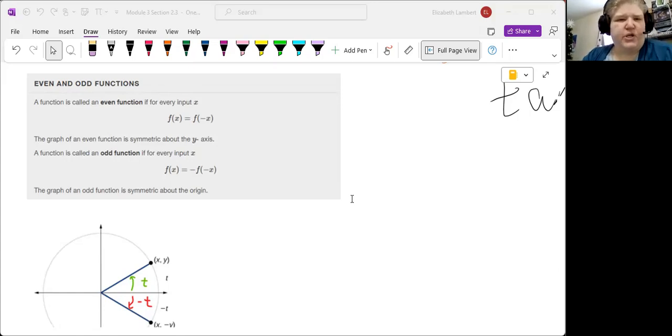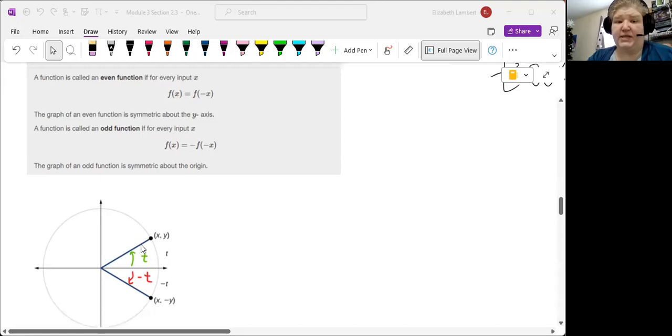So here the book talks a little bit more about even and odd functions, which we did already talk about. So here's the definitions written formally. We want to think about looking at our picture here. There's t versus negative t.